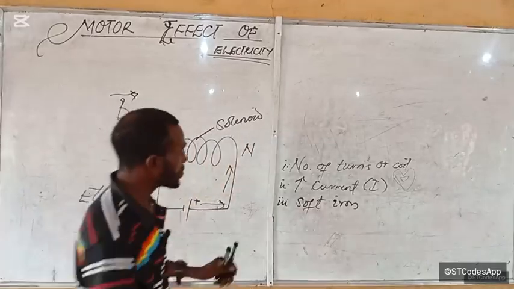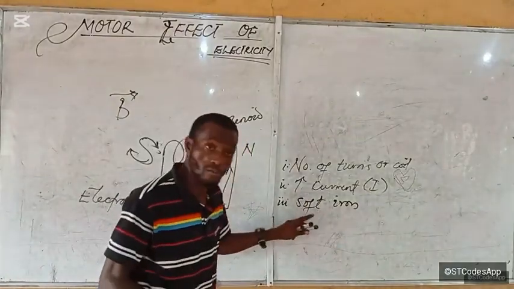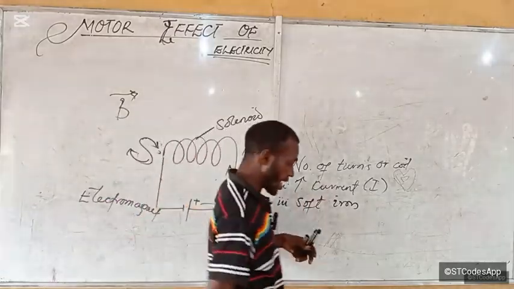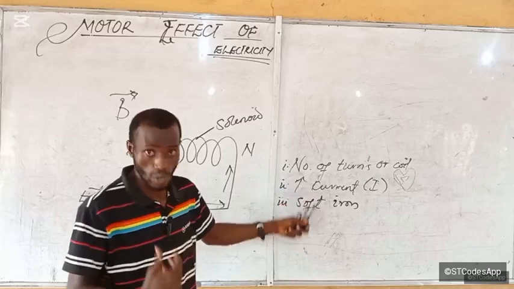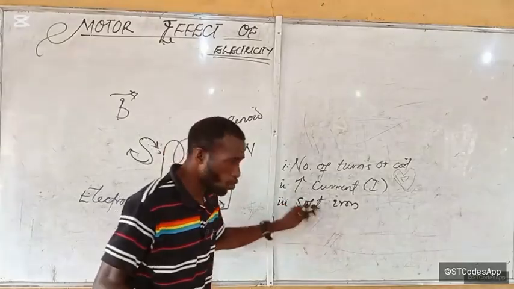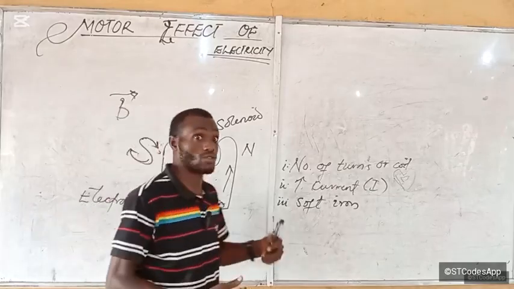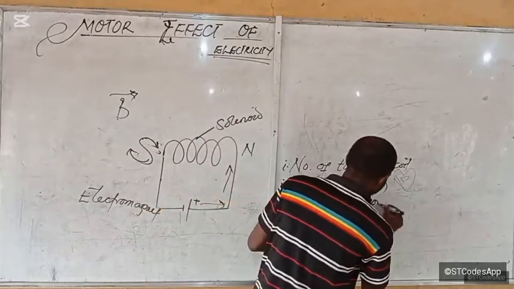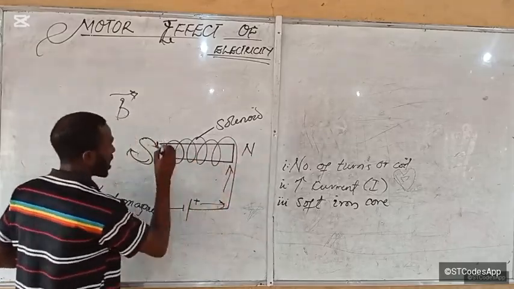Is that okay? Now, the choice of soft is because soft irons are easy to magnetize, so they are easily magnetized. Of course, they do lose their magnetism quickly, but that is the reason why we are choosing a soft iron core. Steel is hard to magnetize, but hard to demagnetize as well. So that's why we're using a soft iron core. Core because it's going to be placed in the center of this solenoid. So you insert a soft iron core here.